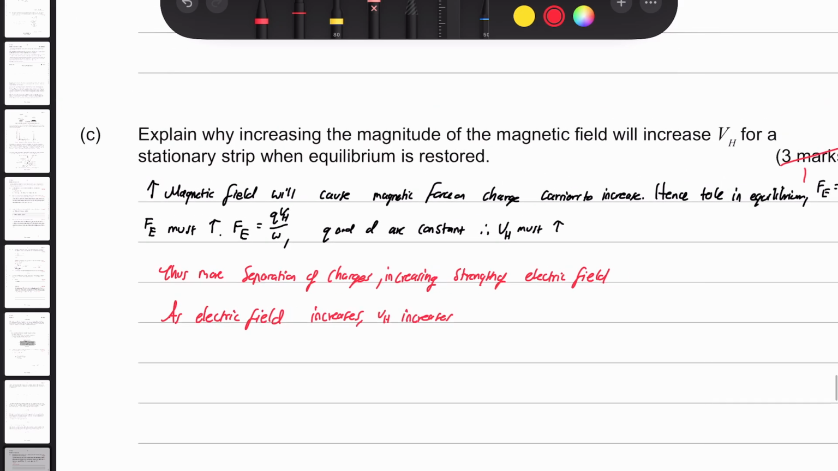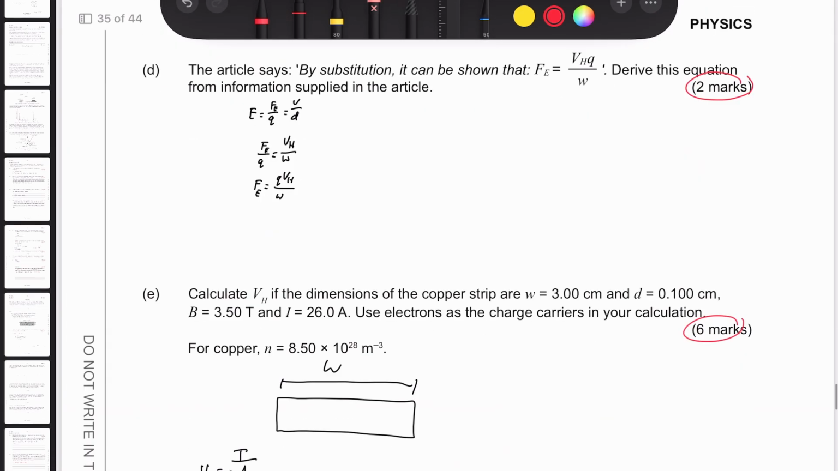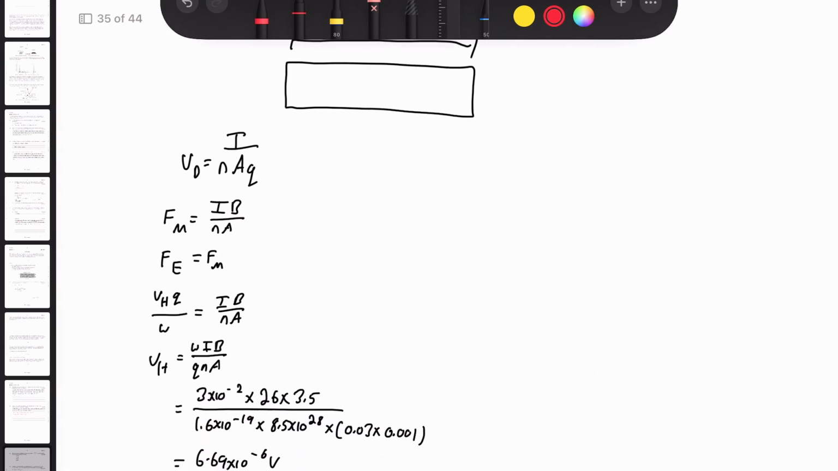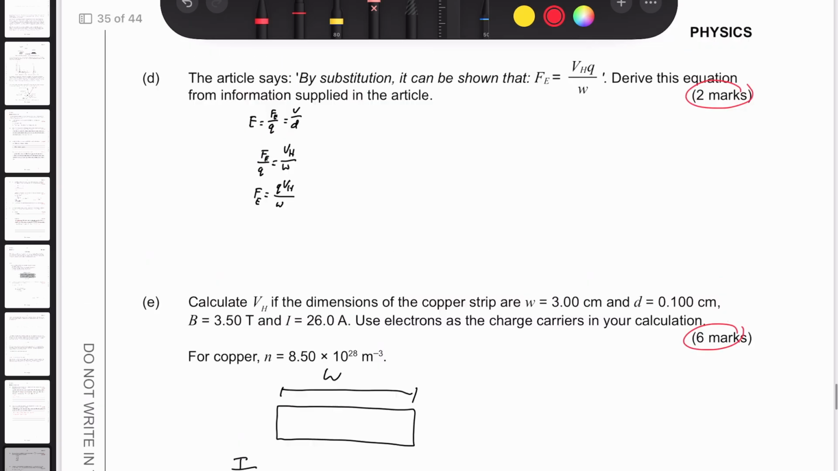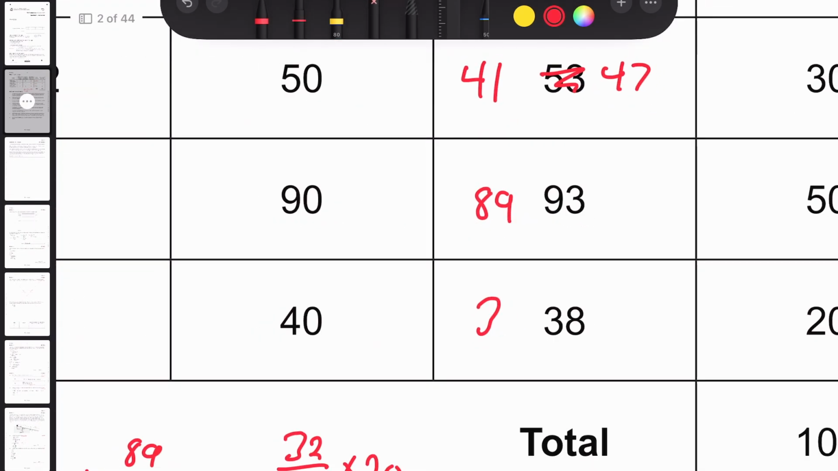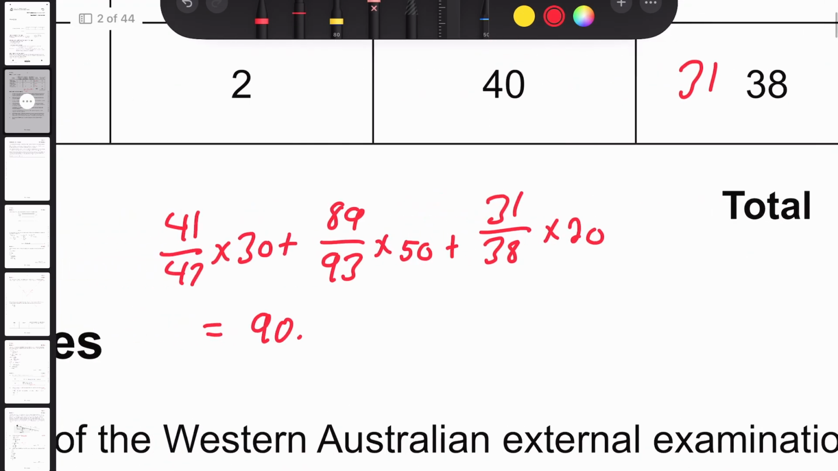So then if there's more magnetic force, they wanted you to talk about more separation of charges, increasing the strength of the electric field, and then obviously that increases the voltage that will be experienced. And then go down, but these two, the correct. Apparently, D was you just had to multiply it to get the area. So yeah, I'll fix that mark at the very top. 31, and this be 90.3.